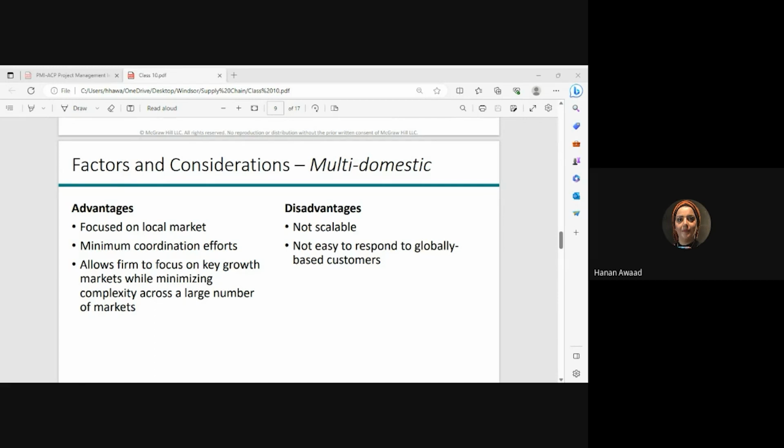But again, we have issues when it comes to scaling up, because we have some duplicate efforts. This branch is doing the same thing as this branch, and they are not benefiting from the knowledge. We cannot benefit from any standardized processes. And if we have customers beyond this market, we cannot respond to them.